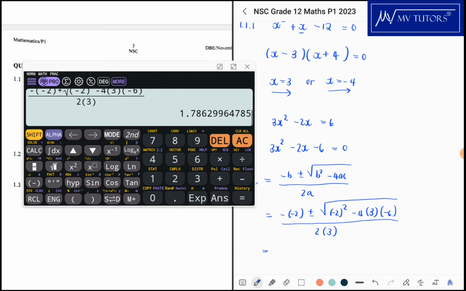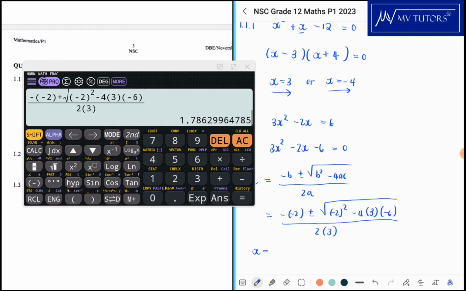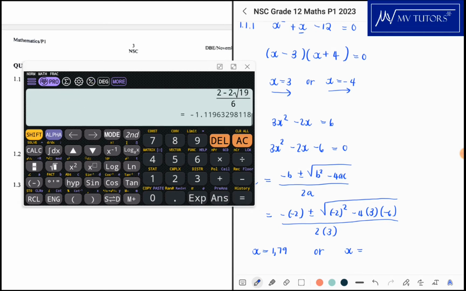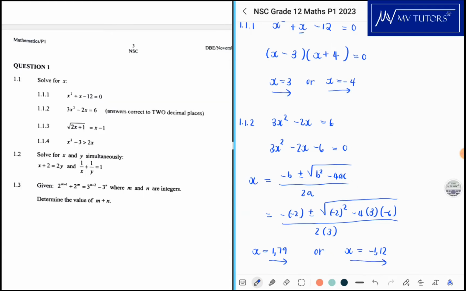Okay, so if we use the positive portion of the equation, we get that x is equal to 1,79, because we're rounding off to 2 decimal places, or if we put a negative, x is equal to negative 1,12. Okay, so those are the answers.